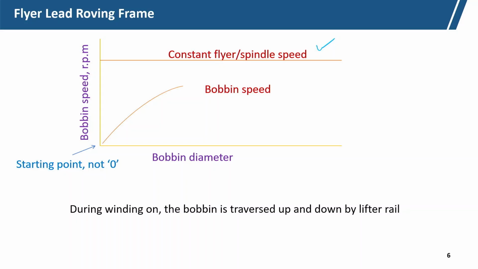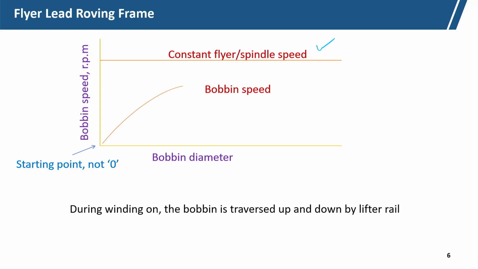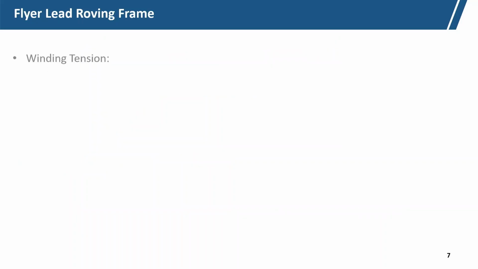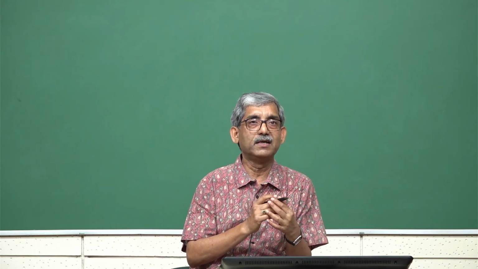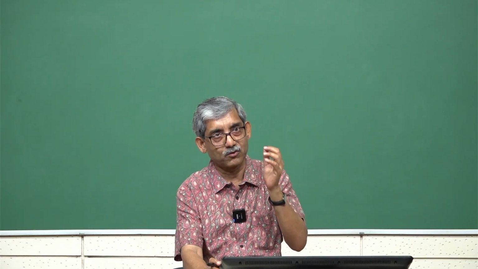So, during winding on, the bobbin is traversed up and down, and that forms the traversing by the ring rail, sorry, lifter rail, that here we call a lifter rail. It moves up and down at a constant speed. So, winding tension can be calculated, and interestingly we can see the winding tension gets compensated. So, winding tension can be controlled also.